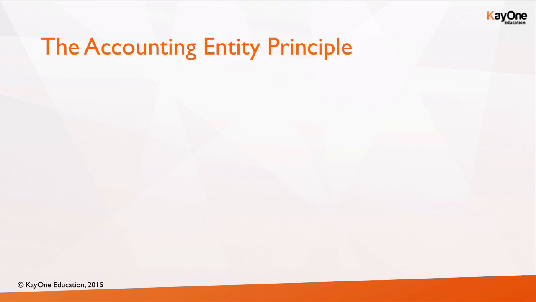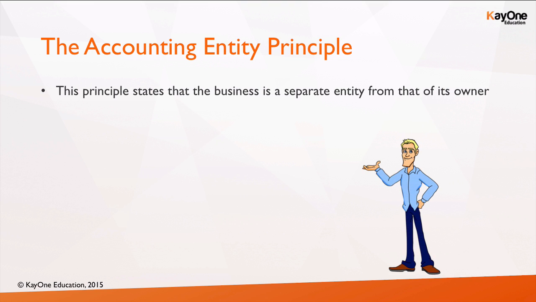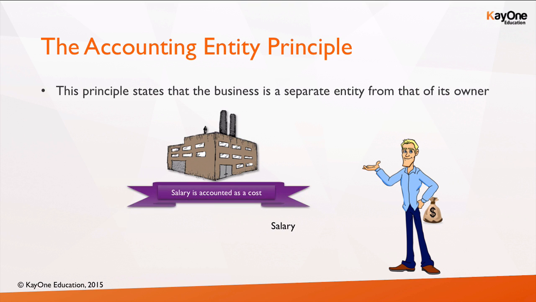The first principle is called the accounting entity principle. This principle states that the business is separate from that of its owner. So in Joe's furniture factory, assume that Joe draws salary on a monthly basis. Though it's an income from Joe's perspective because he's receiving the salary, it is accounted as a cost or an expense in the books of the entity. So as far as the entity is concerned, it is a cost. So the accounting entity principle states that the business and the owners are separate and all accounting should be done from the entity's perspective and not from the owner's perspective.